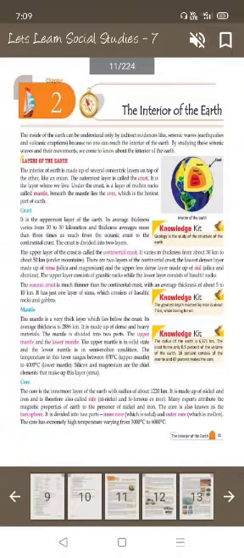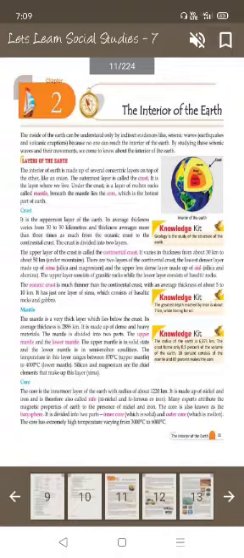Next is the mantle. The mantle is a very thick layer which lies below the crust. Its average thickness is 2886 km. It is made up of dense and heavy material. The mantle is divided into two parts, the upper mantle and the lower mantle.